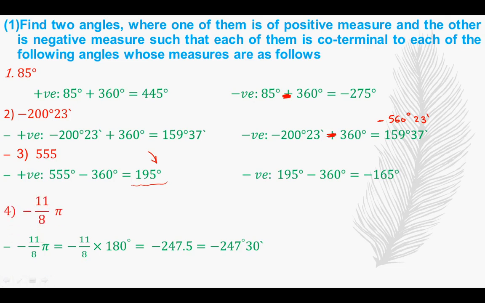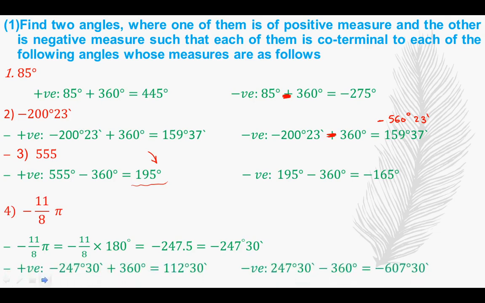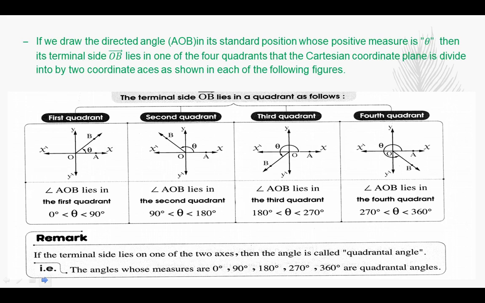Here is an example for negative 11 over 8 pi. We will talk about pi in the next lesson, in lesson 2. Okay, let's go to another idea.